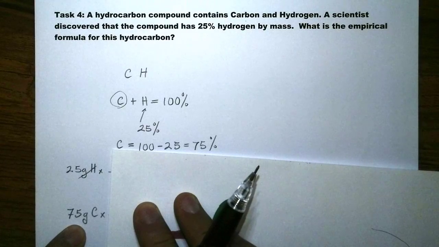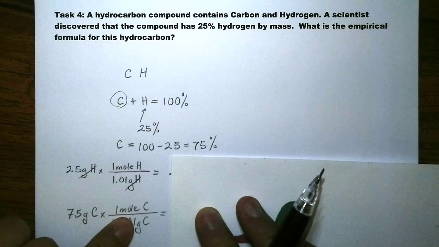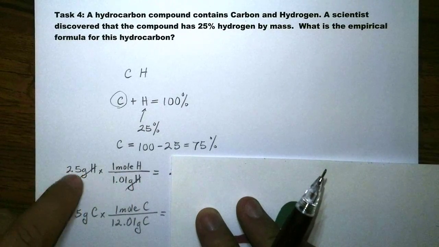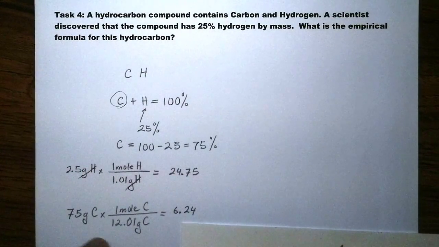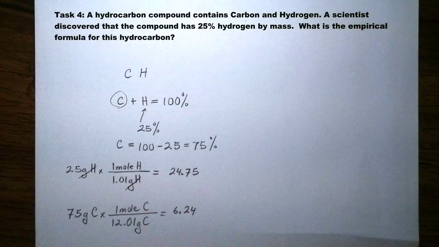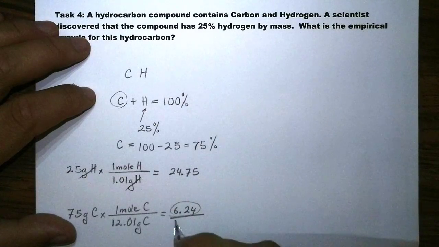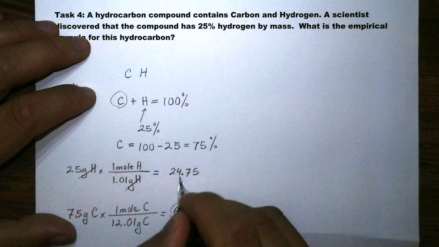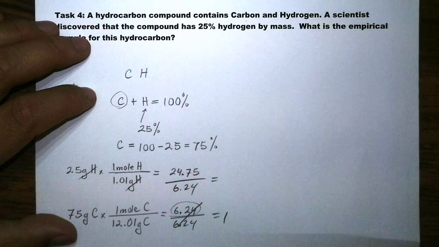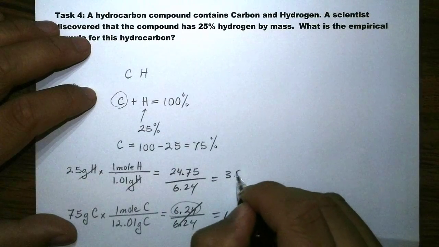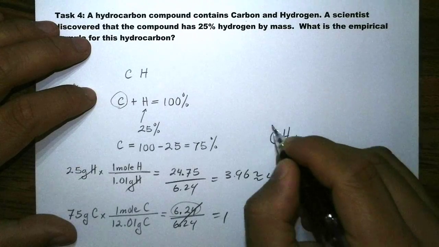And the next step, step 2, is convert to mole using the molar mass. And notice how I put the grams on the bottom to cancel out. For hydrogen, I have 24.75. And for carbon, I have 6.24. So what is the lowest number of moles? Of course, this one. So I have to divide all the moles by that lowest number, 6.24. And this gives us 1. And this, if we plug it into a calculator, gives us 3.96, which is about 4. So we have CH4. And that is our answer.